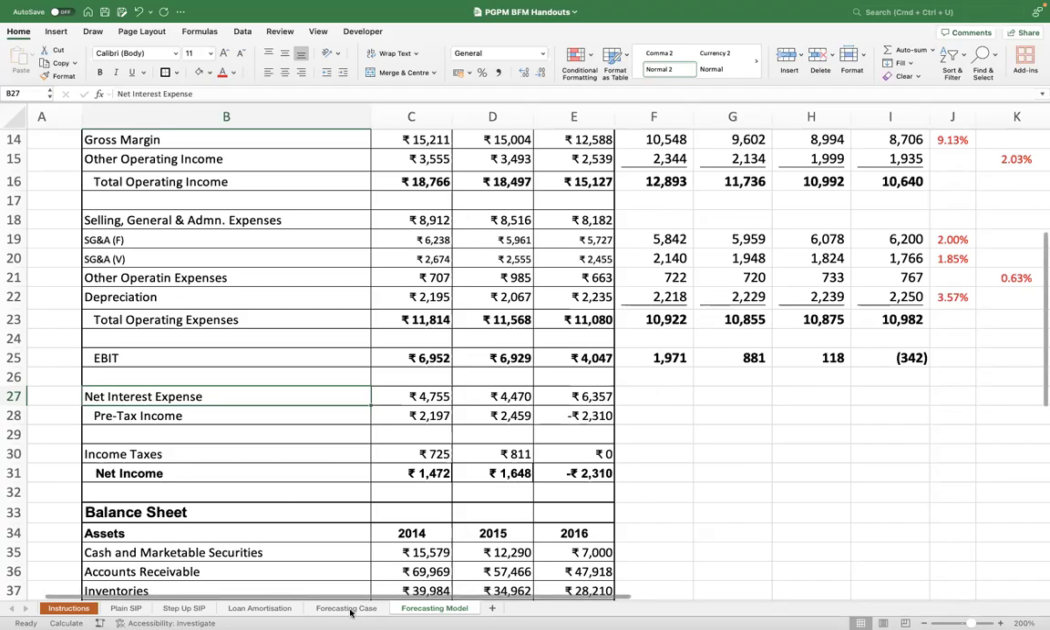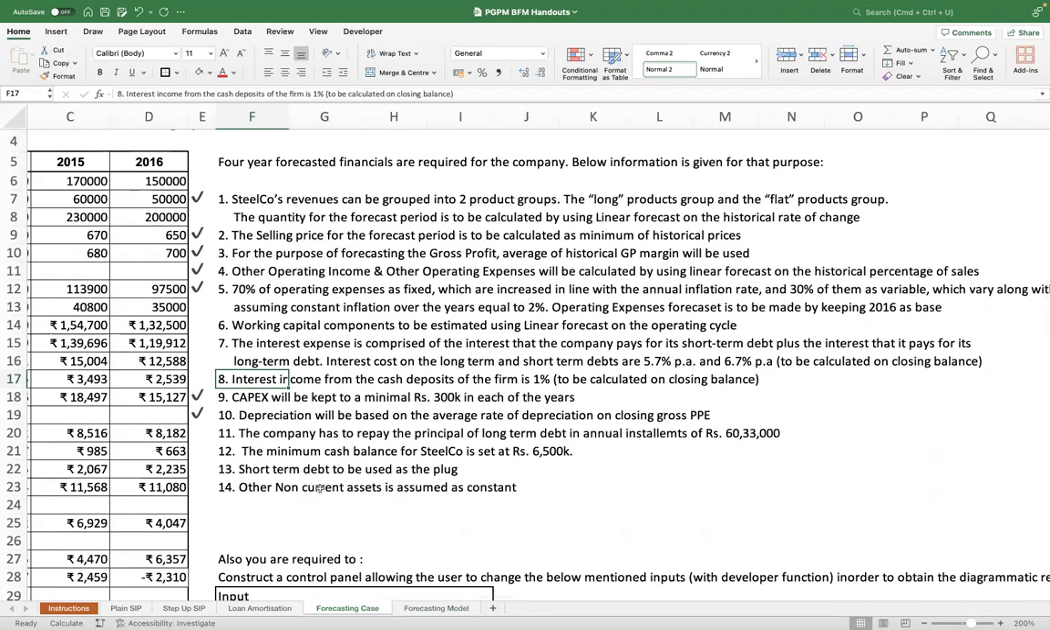So for that, now what we have to do is look at this part carefully. Short term debt is to be used as the plug. Plug means what? Ashika, what does plug mean? Are you there in the class, Ashika?